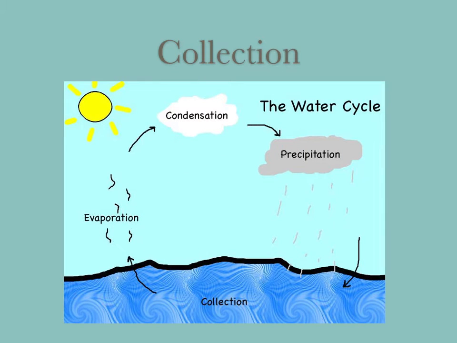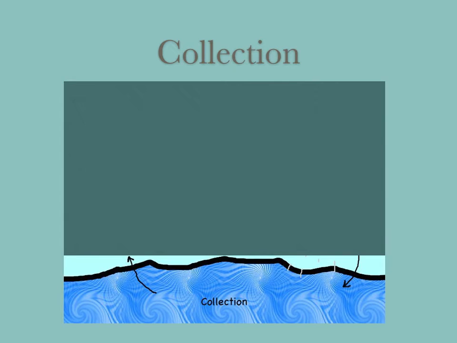Collection is the final part of the water cycle. Collection is located at the bottom of our diagram. Let's find out what collection is. Collection is when the precipitation falls back to Earth and collects in oceans, lakes, rivers, and other parts of land. Once the water has recollected on the ground, the cycle can start over and over again.